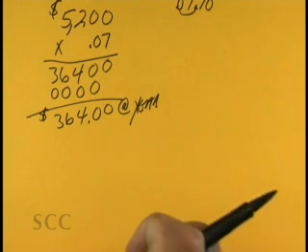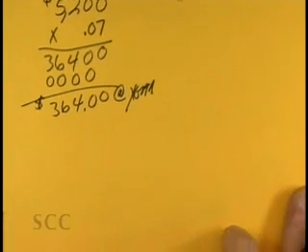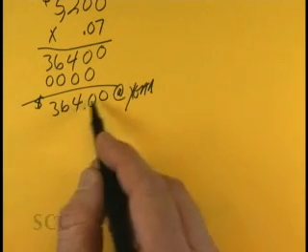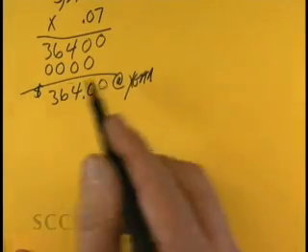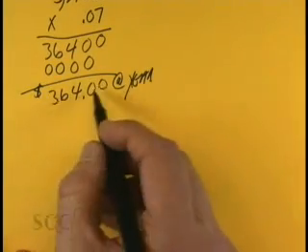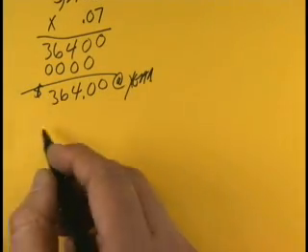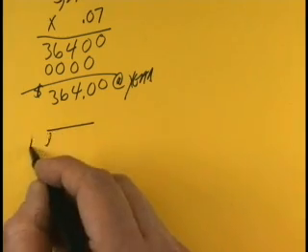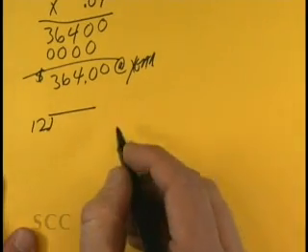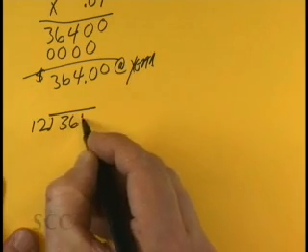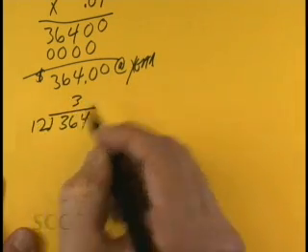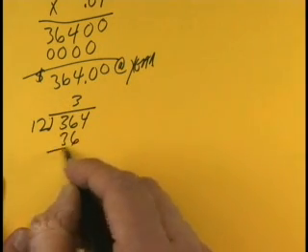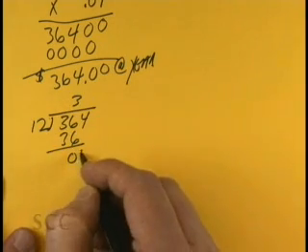But remember, they're giving us the answers in months. So what we have to do is take this $364 per year and divide that by 12. So that's 364 divided by 12. Now I do the 12 into the 36 goes 3 times. 3 times 12 is 36. Subtract, you get 0. I bring down a 4.